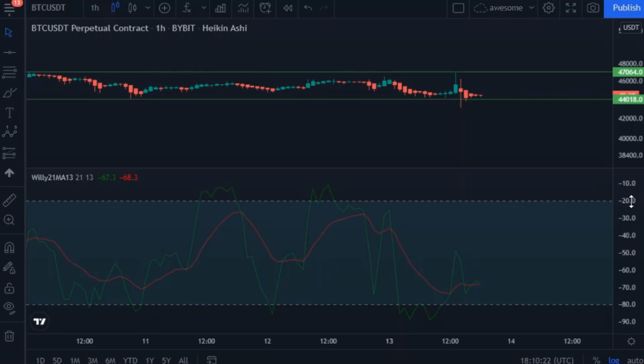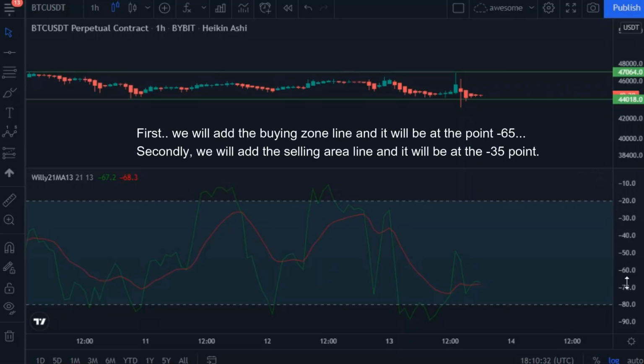The area in which this indicator moves is located between -20 and -80. For this we will add 2 lines between these areas. First, we will add the buying zone line, and it will be at the point -65. Secondly, we will add the selling area line, and it will be at the point -35. Let's apply this.